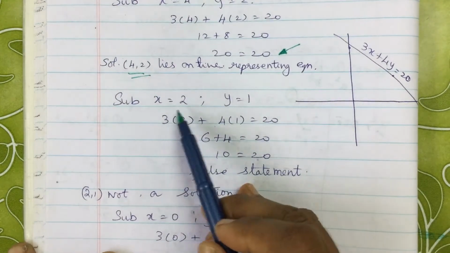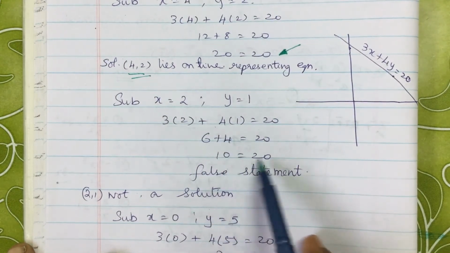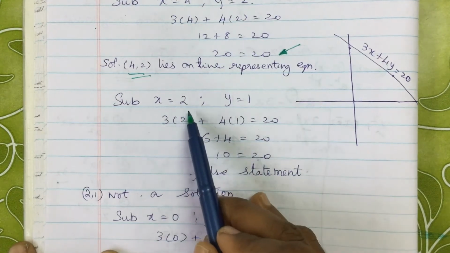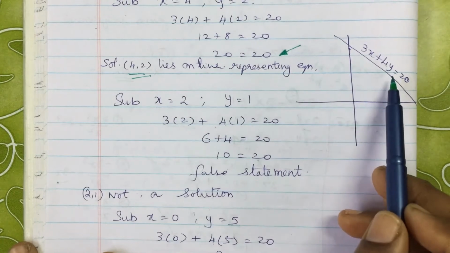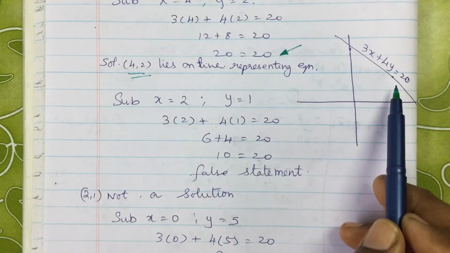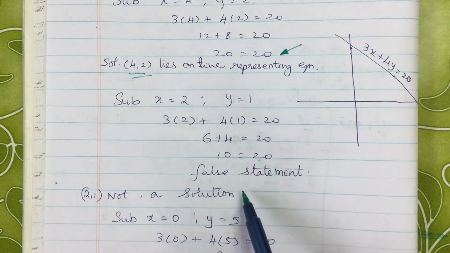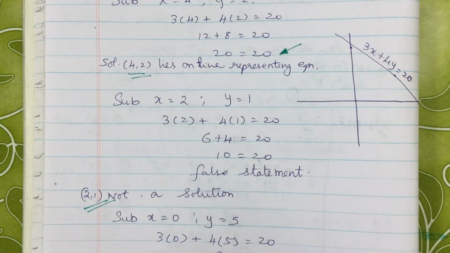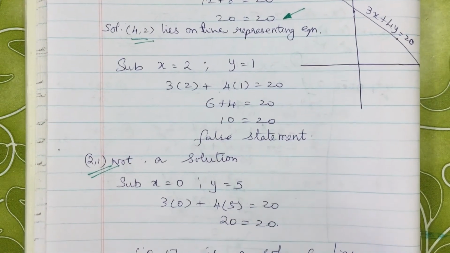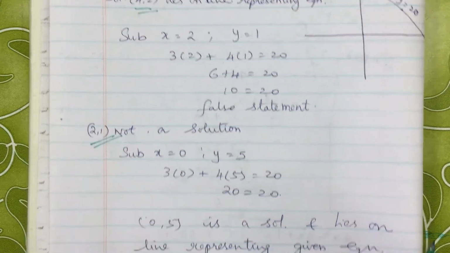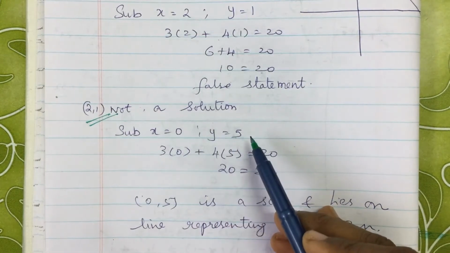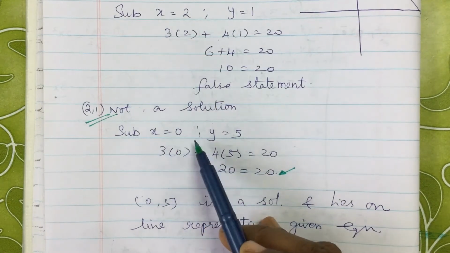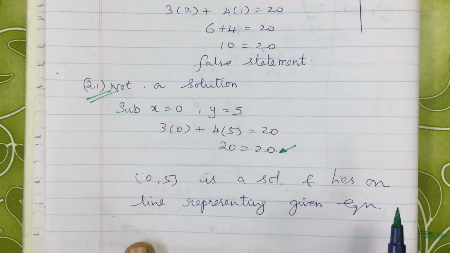Similarly, I am substituting x equal to 2 and y equal to 1. After substitution I am getting 10 equal to 20, which means it's a false statement. The considered point (2, 1) is not lying on the line representing the given equation. So it's not a solution. (2, 1) is not a solution. That's what you infer after substituting a particular point in the given equation. Similarly, if I substitute x equal to 0 and y equal to 5, I am getting 20 equal to 20. So you can infer this point (0, 5) lies on the line drawn there.